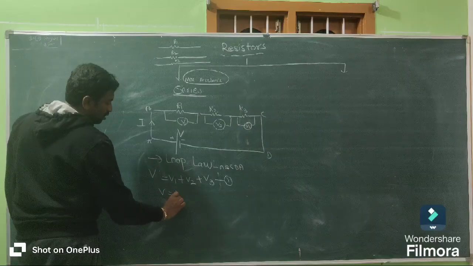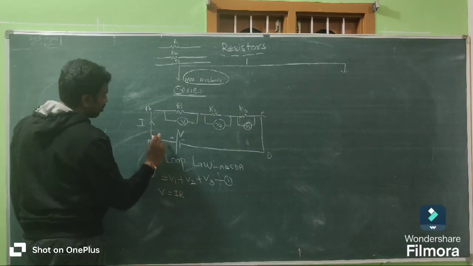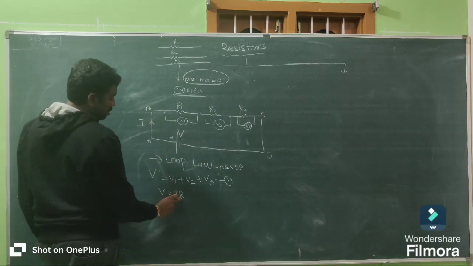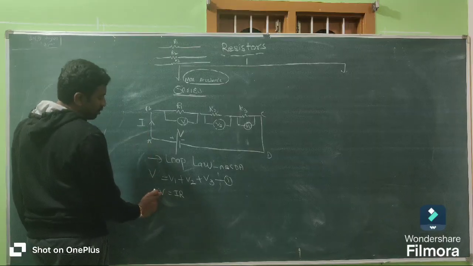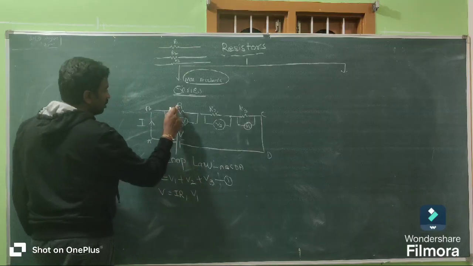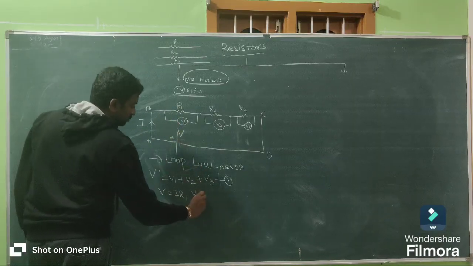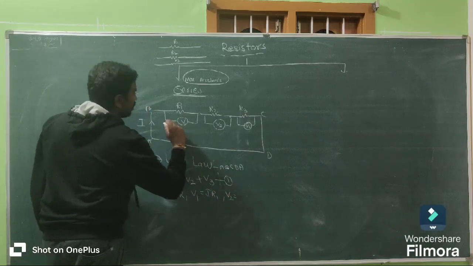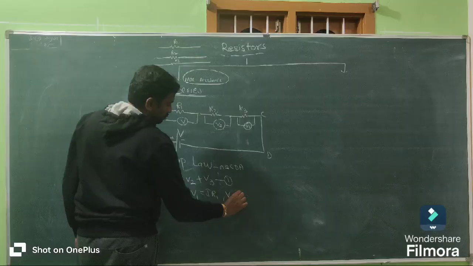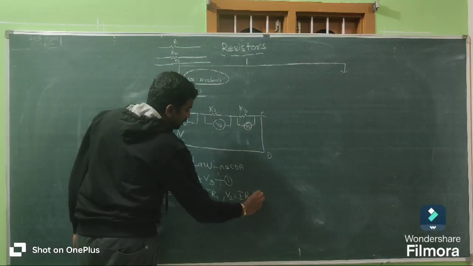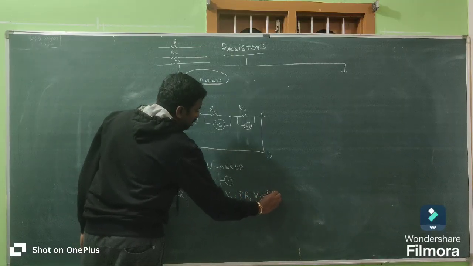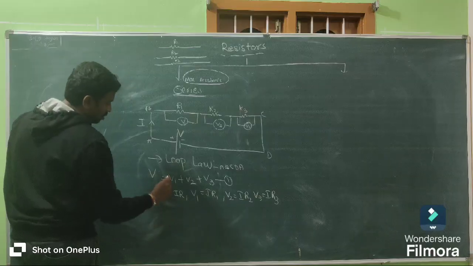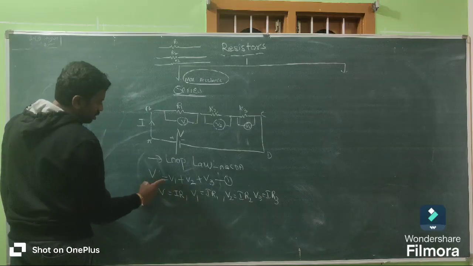V is equal to IR, with total resistance R, total current I, and potential difference V. V1 is equal to IR1. V2 is equal to, current again, IR2. And V3 is equal to IR3. So now substitute these values in equation 1.